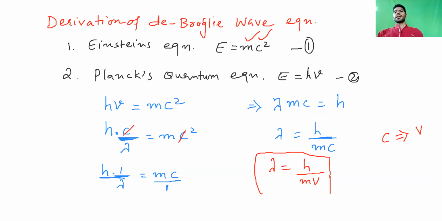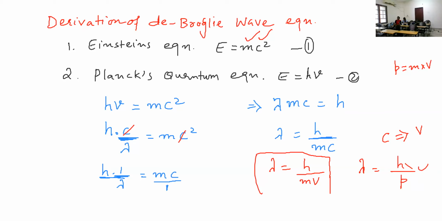That is E is equal to mc square and E is equal to h nu. So you will get here lambda is equal to h upon mv, or you can simply also call it as lambda is equal to h upon p. P is the momentum, right? And we know that momentum is equal to mass into velocity. Got it? Sir, shall I move to the next page? Yes, sir.